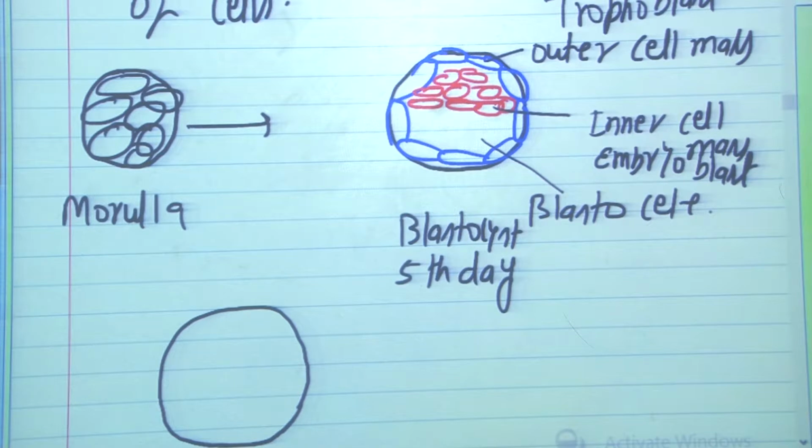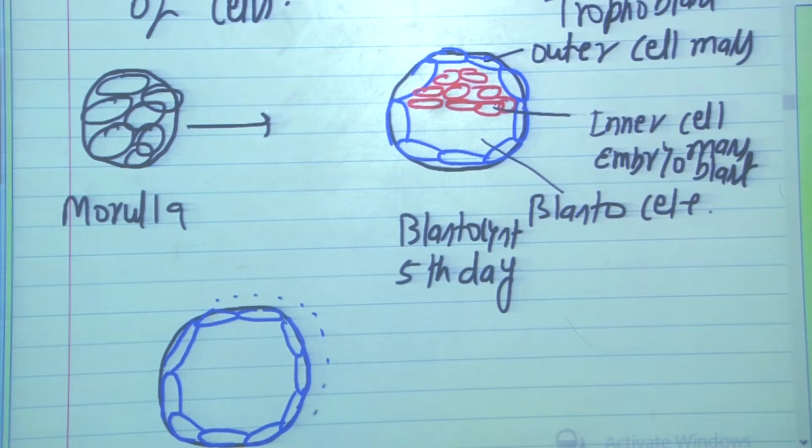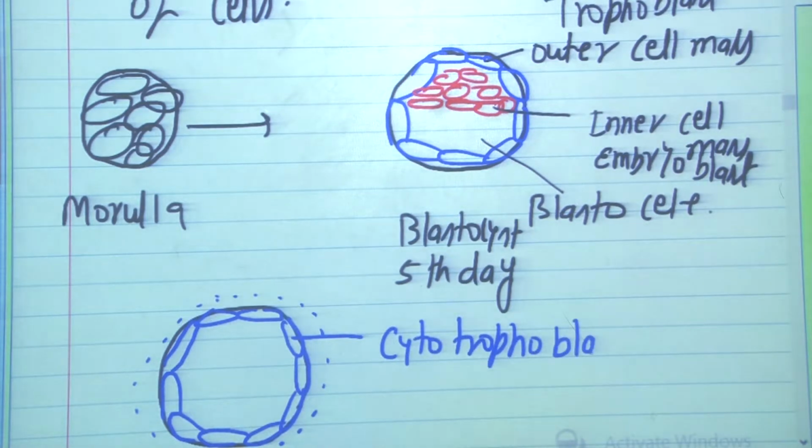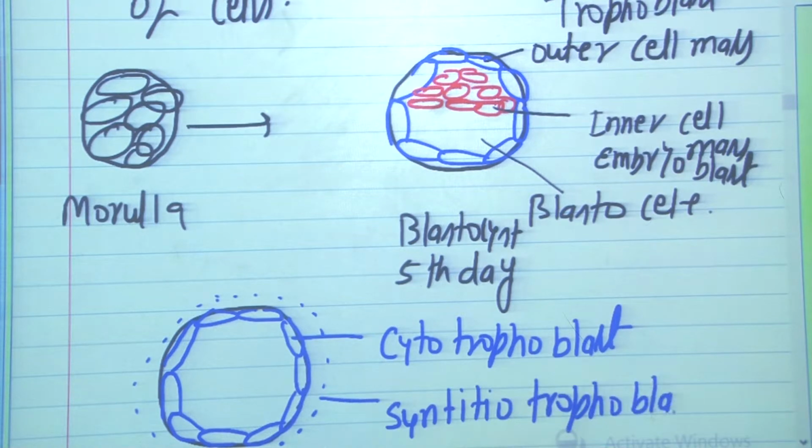The cells of the trophoblast are rapidly dividing. So, they are pushed outside and they divide into two groups, cytotrophoblast and syncytiotrophoblast. This is cytotrophoblast, this is syncytiotrophoblast. Cytotrophoblast is the inner part, syncytiotrophoblast is the outer part.